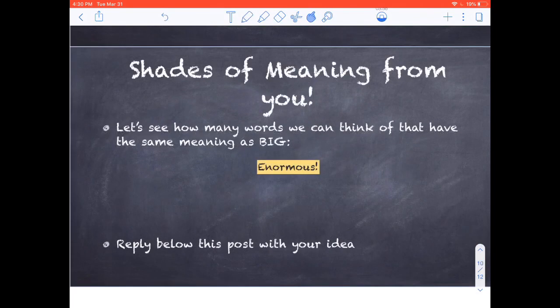I've reviewed together a few different ways for you to figure out shades of meaning, whether that be ranking them, figuring out if they're weak or strong, or thinking of synonyms. So now I want you to try it. How many words can we think of that are stronger than just the word big? I started us off with enormous. Now I want you to think of one and comment below with a word that you can think that also means big, but is stronger.